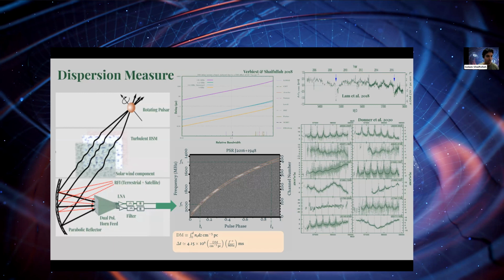So there are many papers, and in fact, I don't even have space to put in some of the seminal papers on this topic. But dispersion measure variations arise from the fact that when you observe a pulsar across a wide band of frequency, you will see that high frequencies tend to arrive at a time which is much earlier than low frequencies for the same pulse.